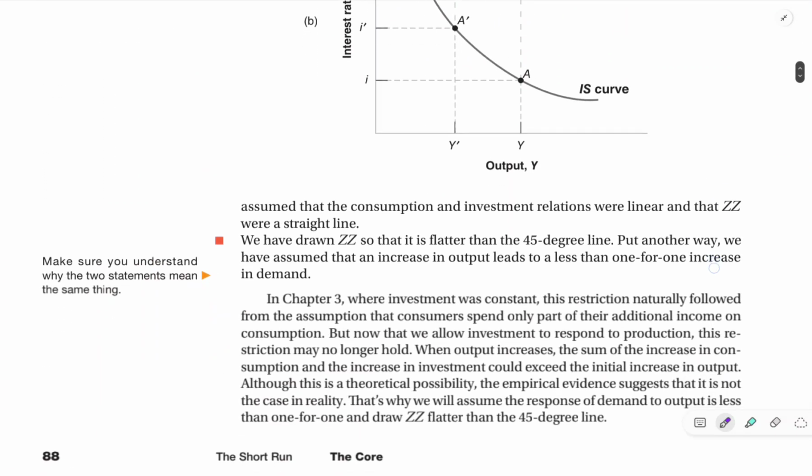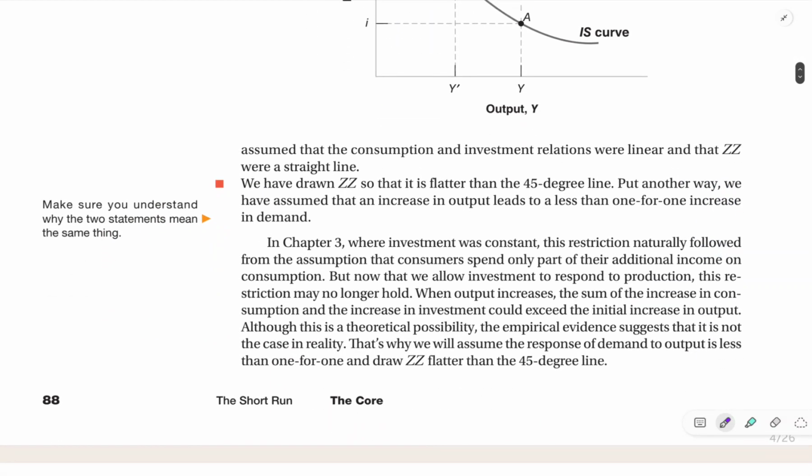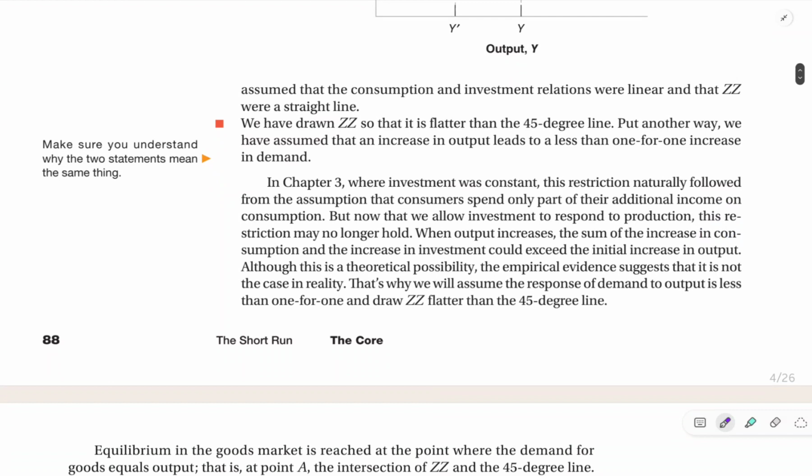Okay, we will come to the next point. We have drawn ZZ so that it is flatter than the 45-degree line. Put another way, we have assumed that an increase in output leads to a less than 1-for-1 increase in demand. In chapter 3, where investment was constant, this restriction naturally followed from the assumption that consumers spend only part of their additional income on consumption.